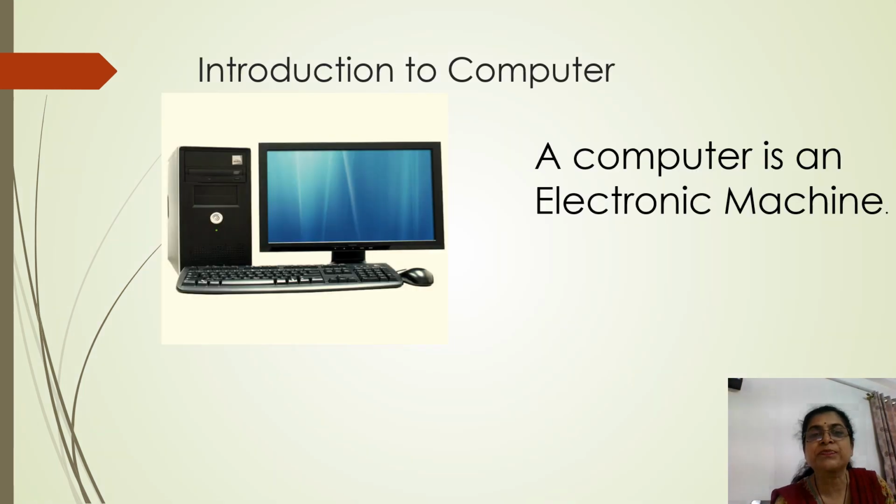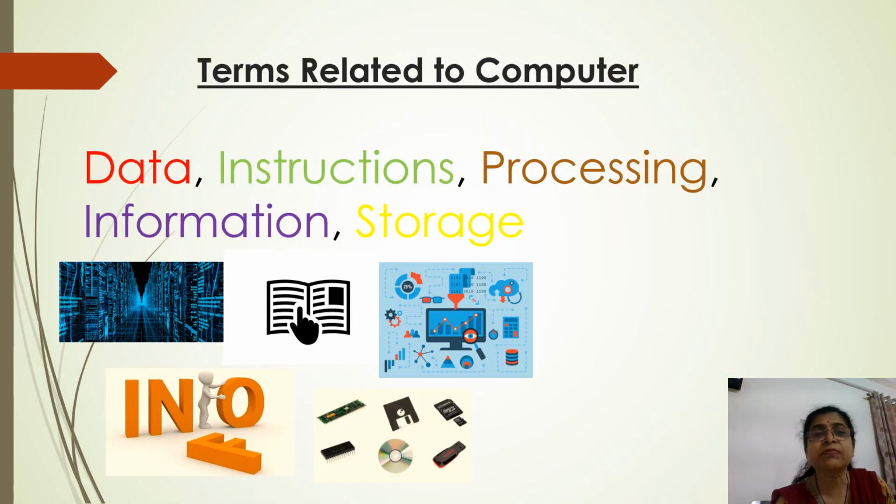Now, a computer is an electronic machine. Everybody knows this, and it works on electricity. Correct? Now, because of the characteristics of computers, the computer is used in every phase of life in today's world. Okay. Now, some terms you must have heard relating to computers. Those terms are data, instructions, processing, information, and storage. What do all these terms mean?